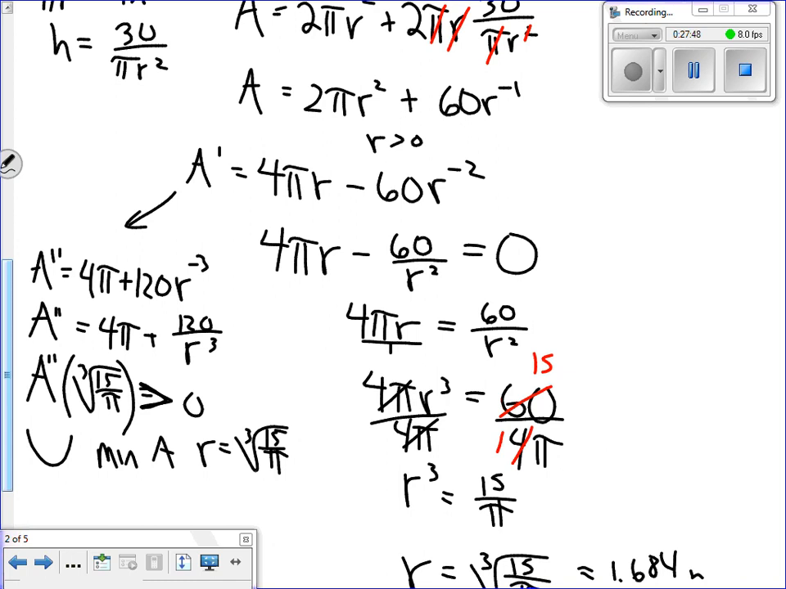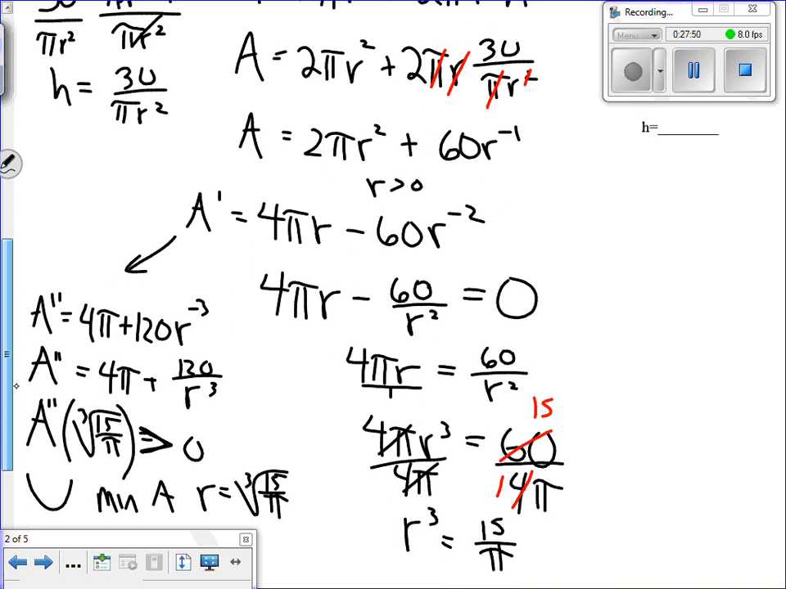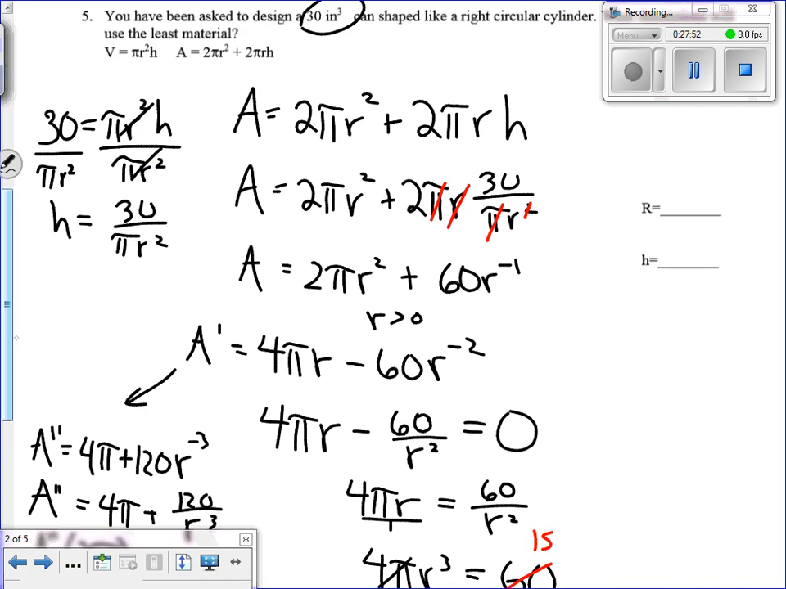All right, so we got our answer. Now we just got to fill in any blanks over here. So you could write the cube root of 15 over pi. Remember, to get the other variable, if you have one, go back to that secondary equation. I have it over here. So to get what h is, plug in the variable you found in.